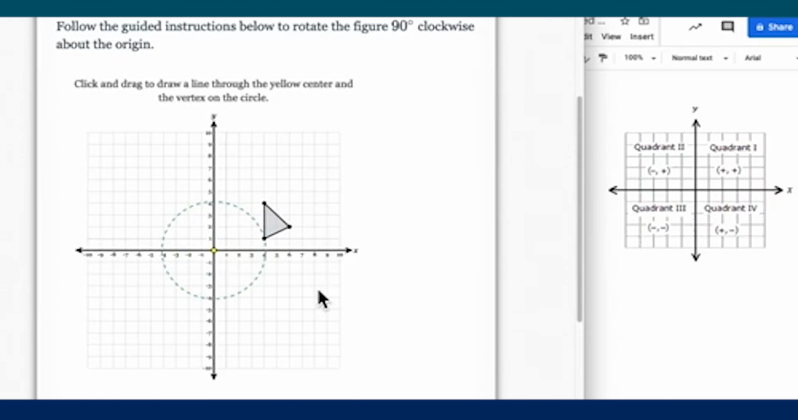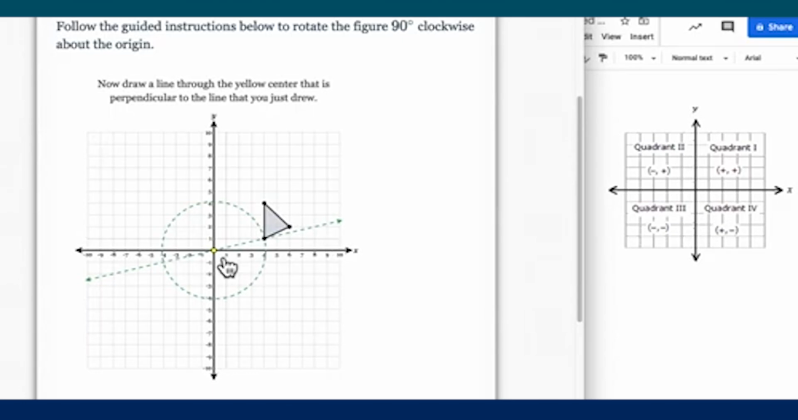Step 2. Click and drag to draw a line through the yellow center and the vertex on the circle. So here's our vertex on the circle. Here's our yellow center. I want to click and drag a line through those 2 points. Now draw a line through the yellow center that is perpendicular to the line that you just drew. Well, we know that perpendicular lines have opposite reciprocal slopes. The slope of this line is rise 1, run 4, in a positive direction. So the slope of this line is positive 1/4. The opposite reciprocal of that is negative 4/1.